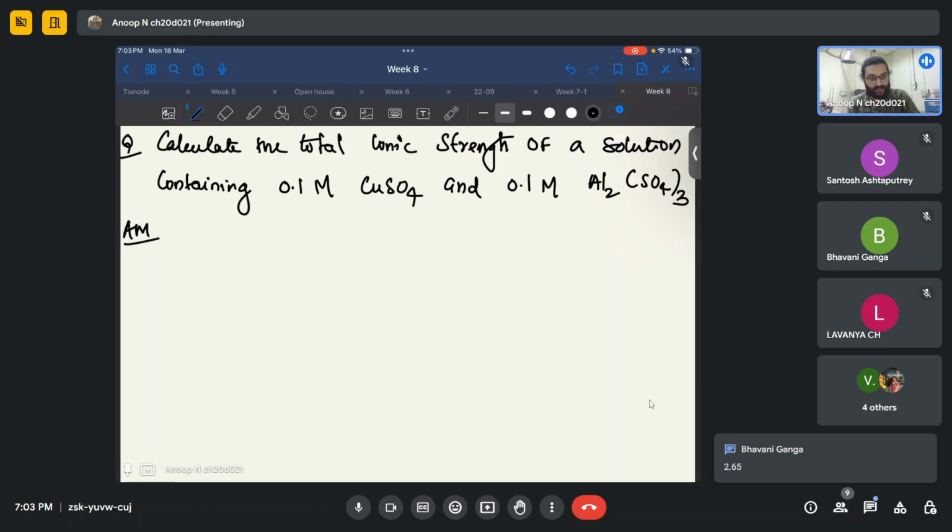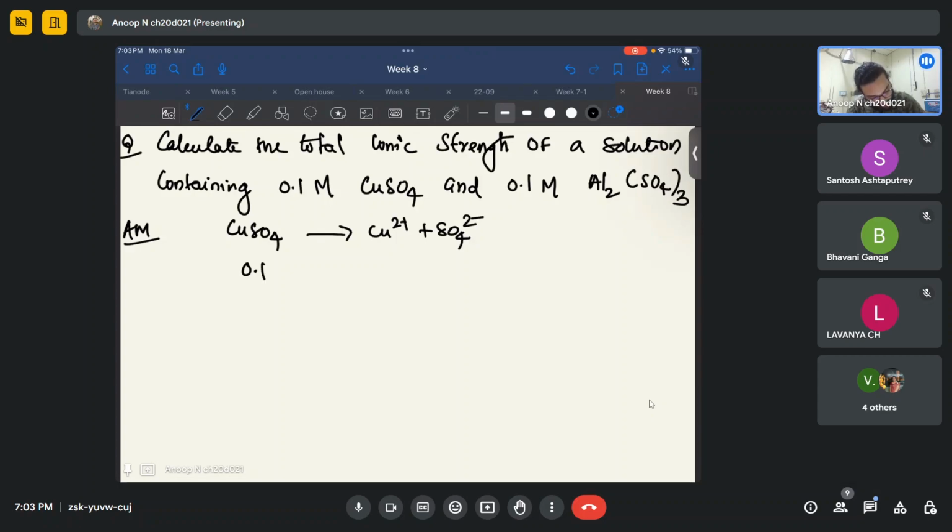I'm not getting 2.65. So let's try it, I haven't solved it. CuSO4 gives Cu2+ and SO4 2-. Okay, let's solve it since people are getting different answers.